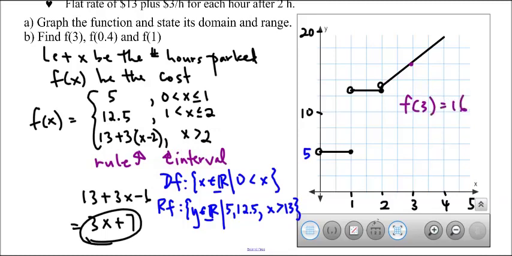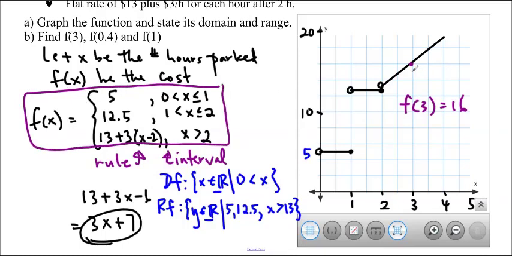And f of 0.4, you could use the graph. However, I just want to point out that you can also use this function. If I'm trying to find f of 0.4 in this function, it doesn't have 3 answers, okay? Just like this one, it should only have 1 answer. If you have 3 answers, it's not a function. It should only have 1 answer in order to be a function.